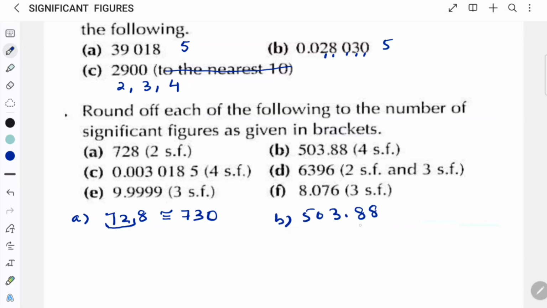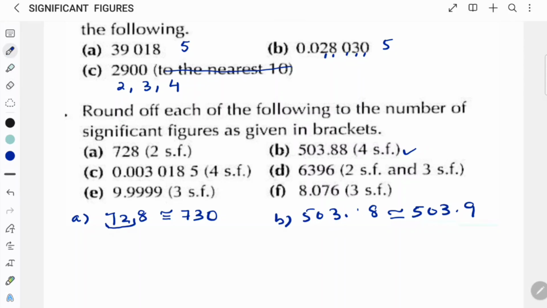Part B, 503.88 is actually a 5 significant figure number, but they are asking you to round off to 4 significant figures. So 1, 2, 3, 4 significant figures ends here. After that we have 8, so you add one to the previous number. That becomes 503.9, which is the fourth significant figure, as they are asking.